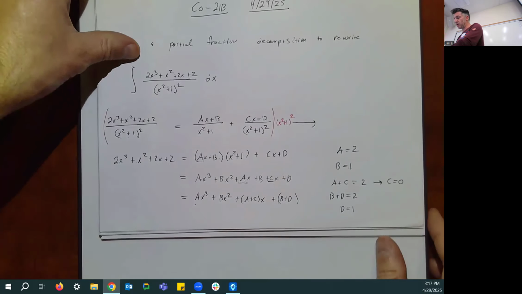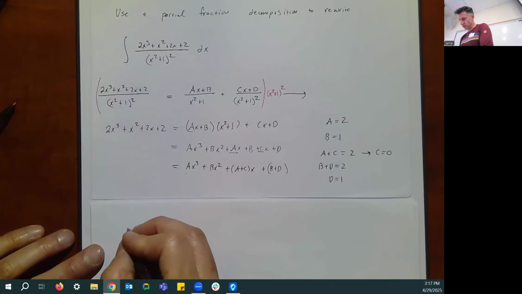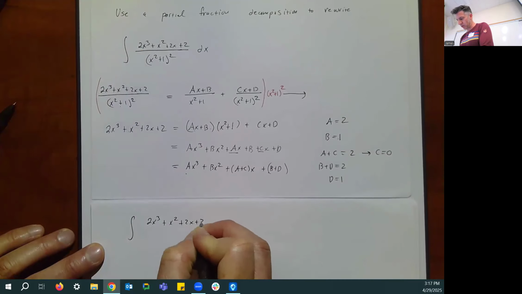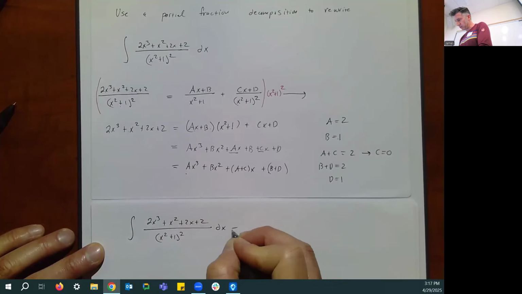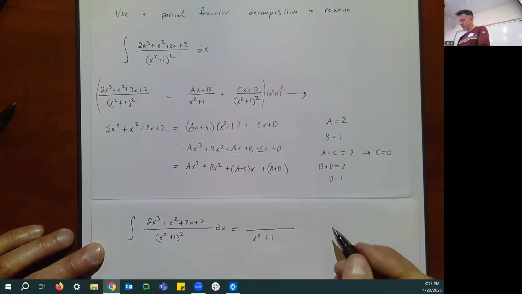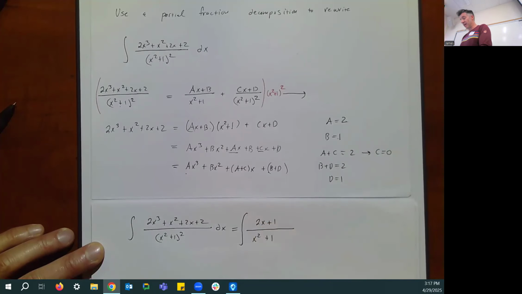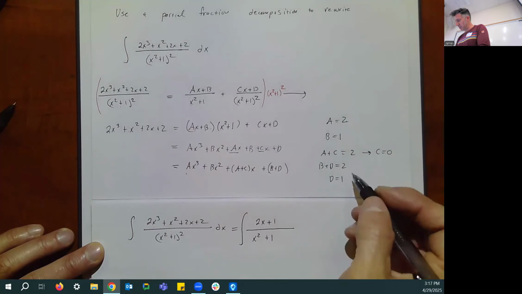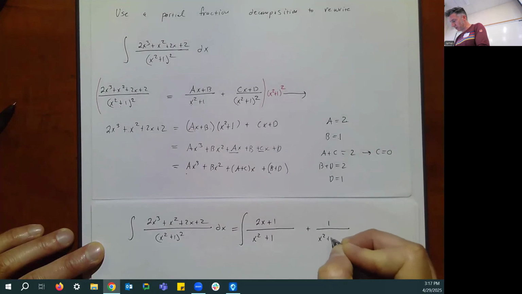So we could rewrite this integral on the next page. The integral of 2x cubed plus x squared plus 2x plus 2 over x squared plus 1 quantity squared dx is equal to our ax plus b, so 2x plus 1. Don't forget the integral, James. The integral of 2x plus 1 over x squared plus 1. And then our cx plus d is going to be 0x plus 1 over x squared plus 1 squared.